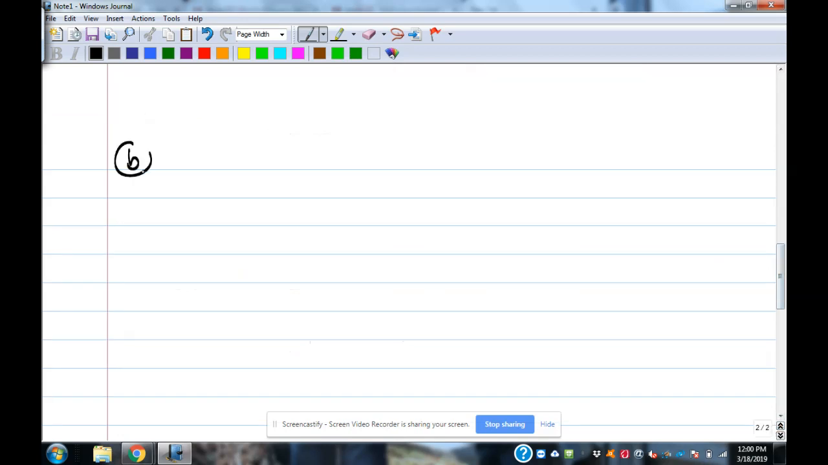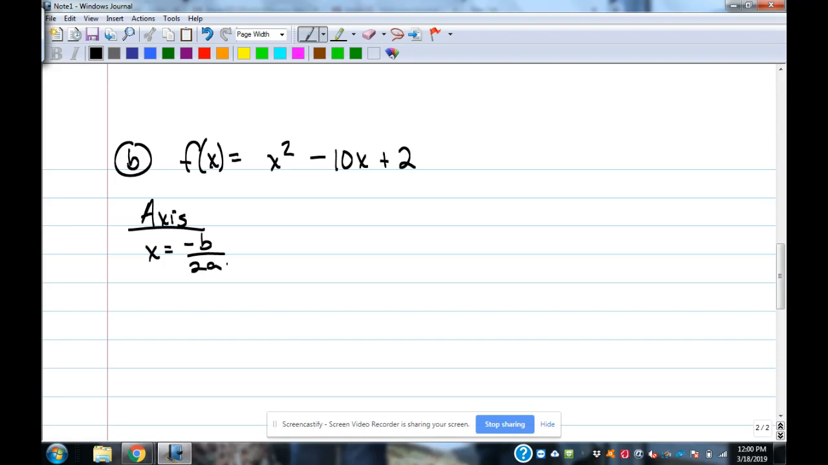Let's look at another. Let's say we had f of x is equal to x squared minus 10x plus 2. Again, we're going to find the axis of symmetry, the vertex, and whether it's a max or a minimum. Let's find the axis of symmetry first. What's the formula for that? Negative b over 2a. Always going to be that. You need to memorize that.